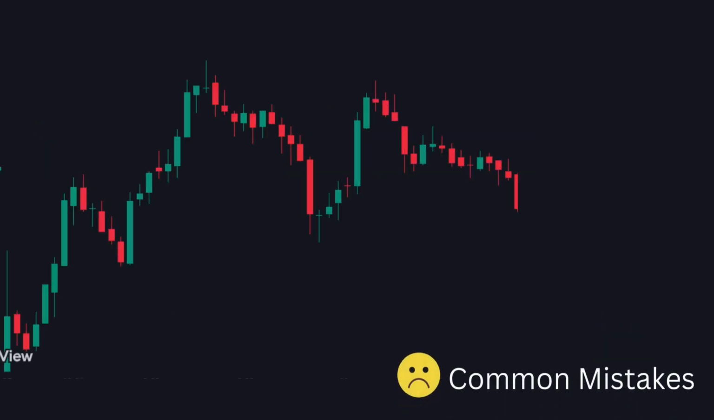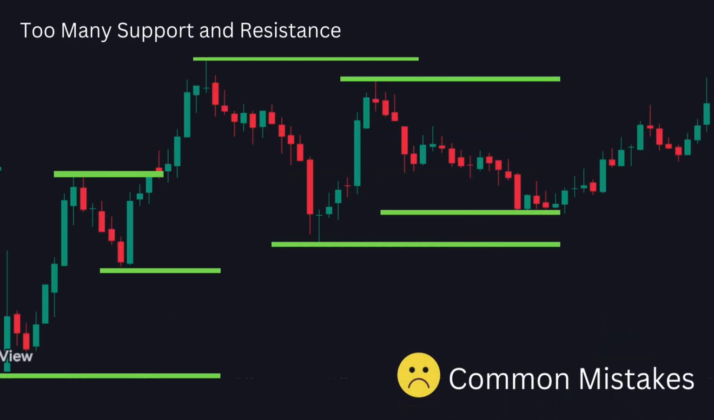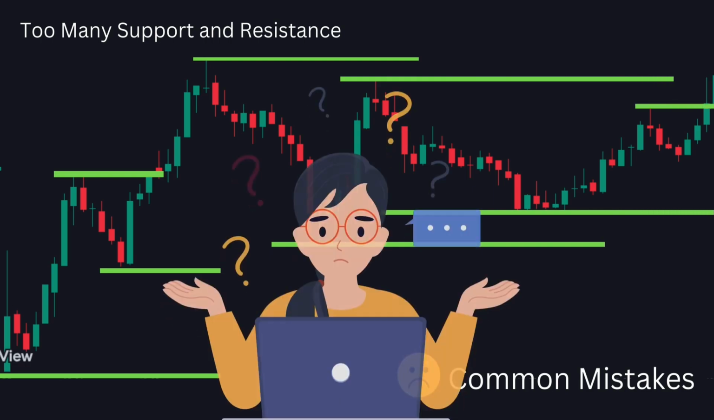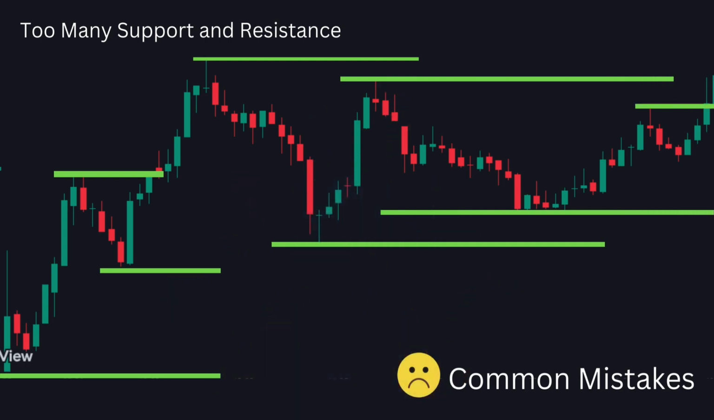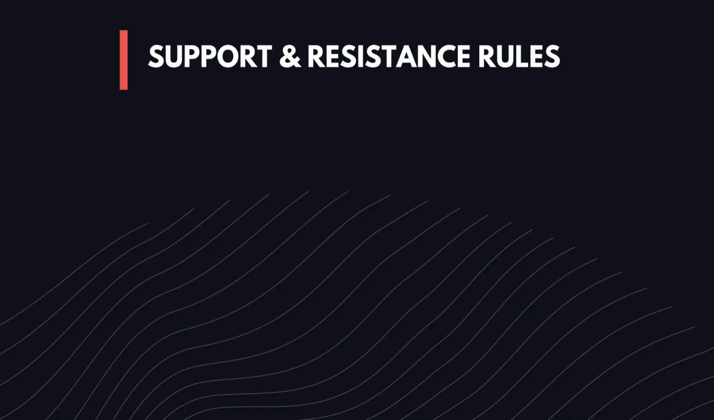A common mistake that a beginner always makes is drawing too many support and resistance lines on the chart, which confuses them a lot. Support and resistance is meant to simplify your trading, not to make it complex. This happens because beginners don't follow the right rules. Our first criterion that makes a level valid support or resistance is multiple rejections.